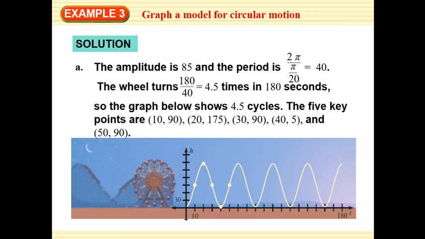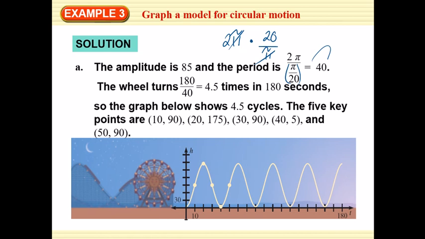So, setting up this problem, the amplitude is 85, the period I compute as 2 pi over pi over 20. So if you type that into a calculator, you're going to want to be careful. Or you could do the keep, switch, flip. Pi's cancel out. 2 times 20, 40. And then the wheel turns 180 divided by 40.